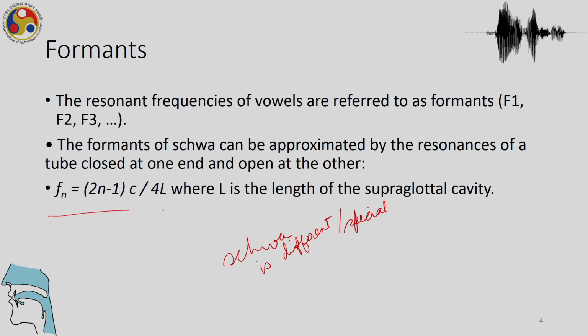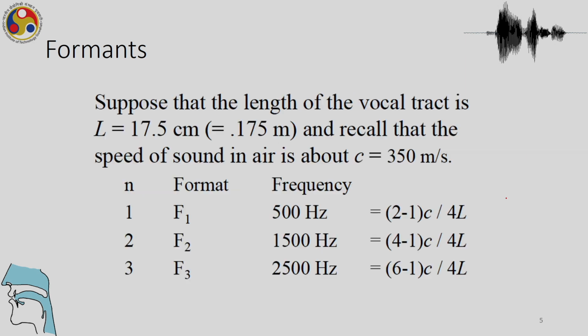So, we see a formula here which says that Fn is equal to (2n minus 1) multiplied by C divided by 4L, where L is the length of the supraglottal cavity. Suppose that the length of the vocal tract is 17.5 centimeters, and we have to recall that the speed of sound in air is about 350 meters per second. Suppose we take these two values and put the relevant values here.